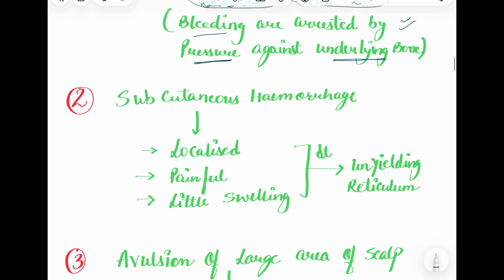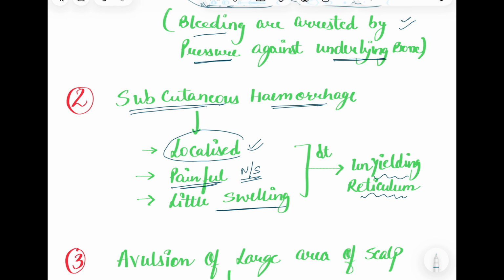Second applied over here is that this is your subcutaneous hemorrhage. Whenever there is hemorrhage, what kind of hemorrhage is going to occur? It is going to be localized hemorrhage. It's going to be very painful because the nerve supply is very rich, and the swelling is going to be very minimal. Because of the unyielding nature of the fibers, this hemorrhage is going to be localized and little swelling is going to occur.